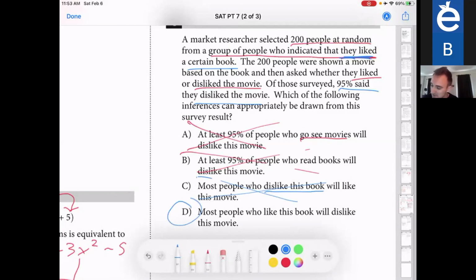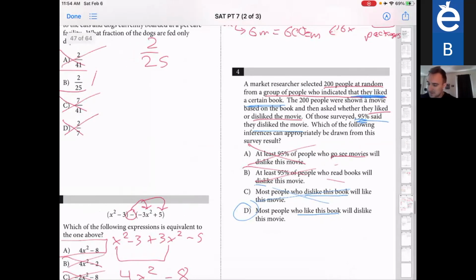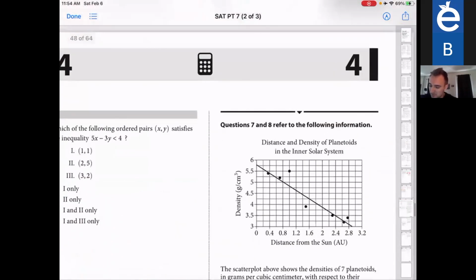Most people who like this book will dislike this movie. That's true, because we surveyed people who indicate that they like this book, and we found out that 95%, right? That's definitely most people. Most people would be 50, 51%, right? A simple majority. Dislike this movie. Answer is D. So with a question like that, you just have to make sure you're not overstepping your bounds, right? You're not taking what you're given and trying to make too much out of it. Okay, that was number 4.